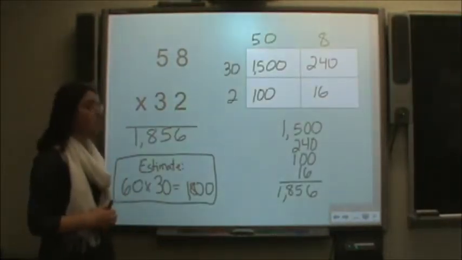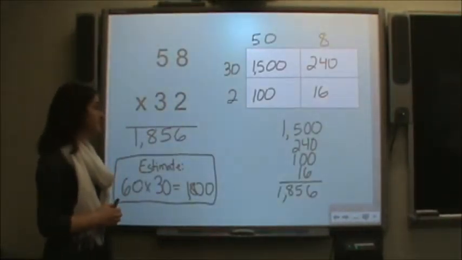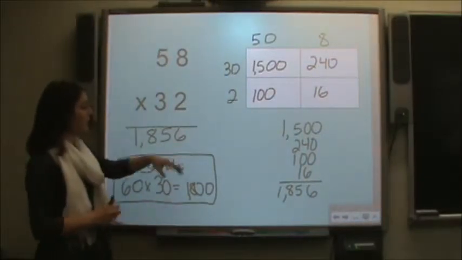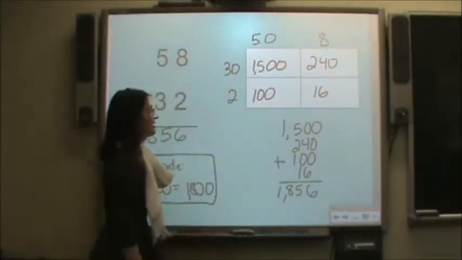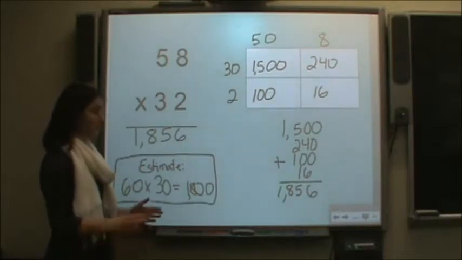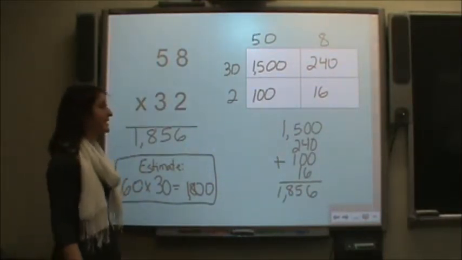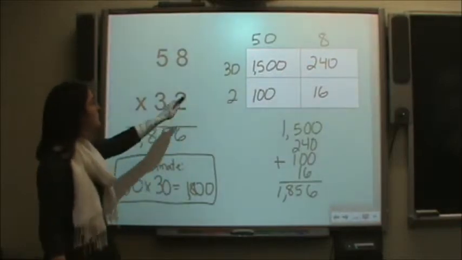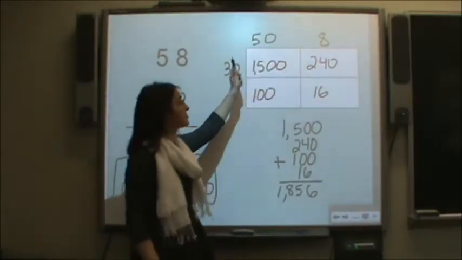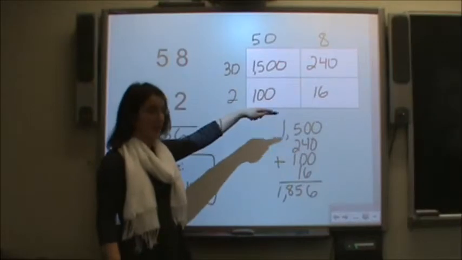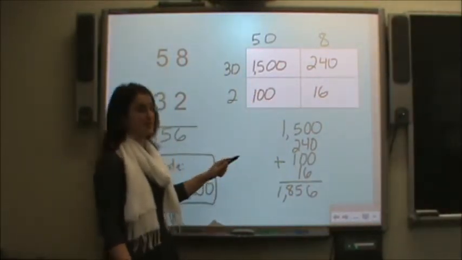Your answer should be 1,856. Go ahead and look over what I've done. I should have put an addition sign there. And see if everything looks the same as what you did. And if you have the same answer as me, then fantastic. If not, go through and make sure that you put the numbers on the correct part of the diagram, that you multiplied correctly, and that you added correctly.